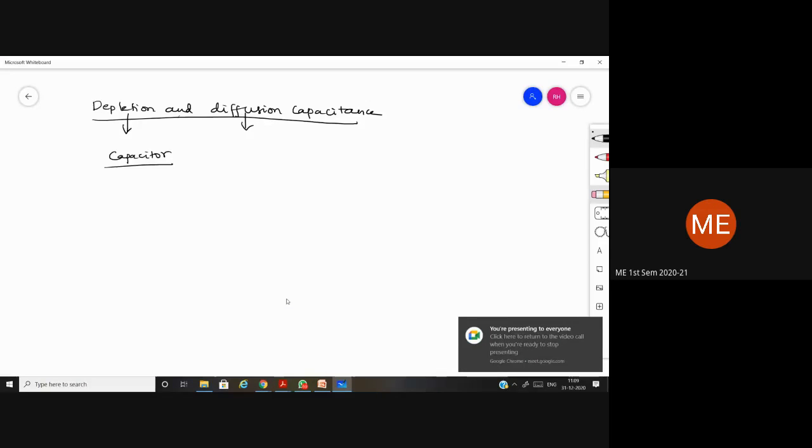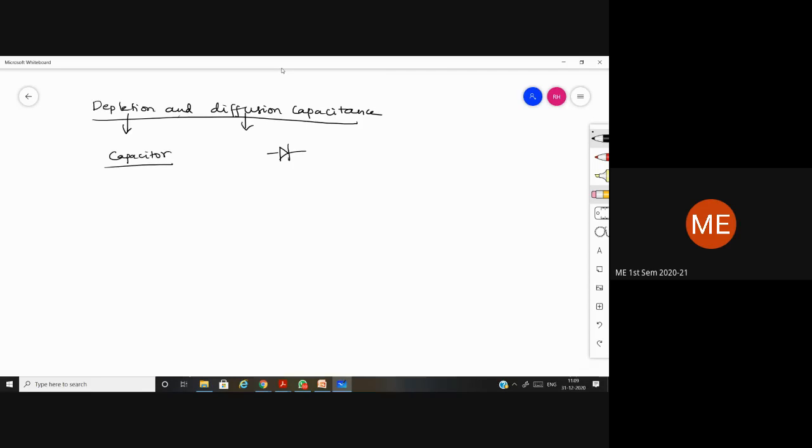So the depletion capacitance and diffusion capacitance are being compared with the diode's behavior. Just a simple definition: whenever a diode is under forward bias condition, it exhibits diffusion capacitance. Whenever a diode is in reverse bias condition, it exhibits depletion capacitance. Okay, this is only the definition.